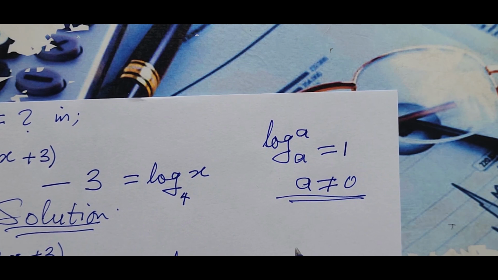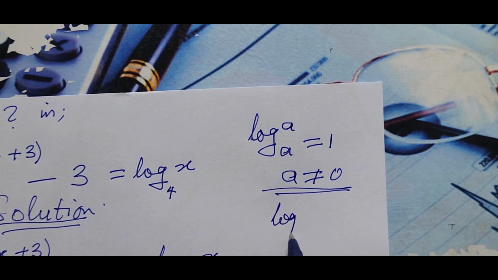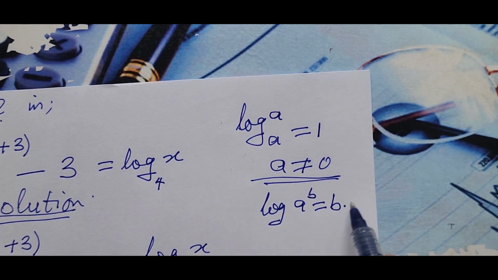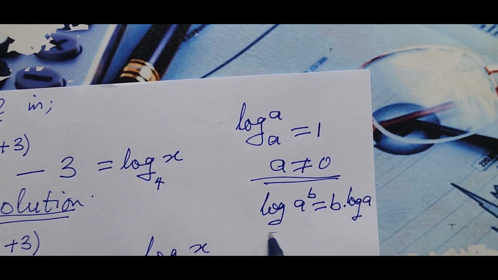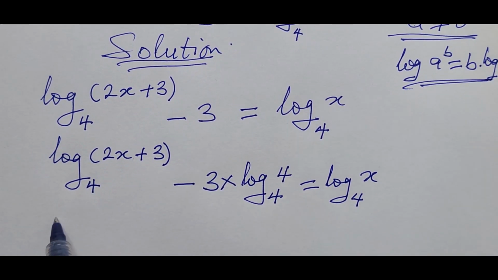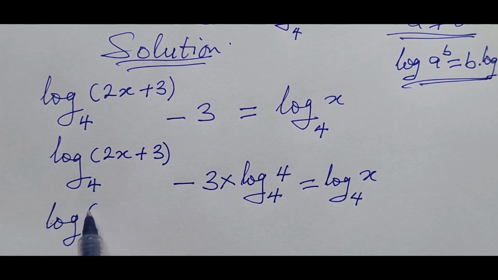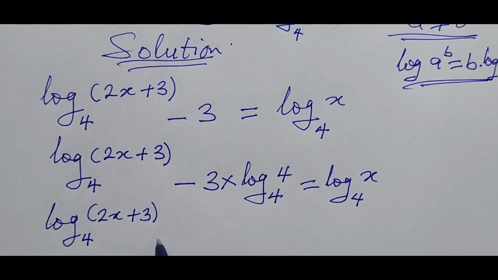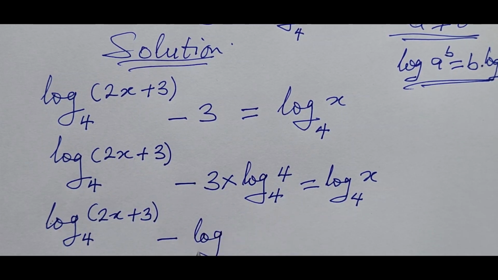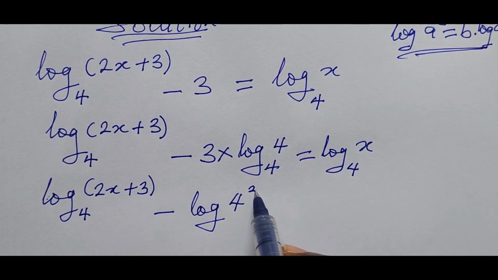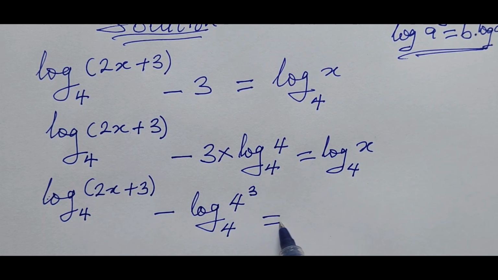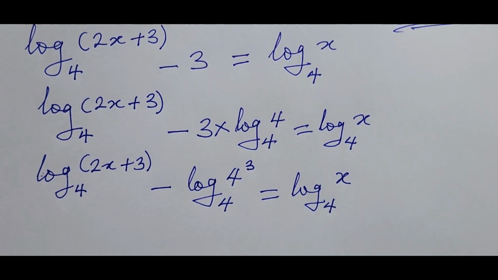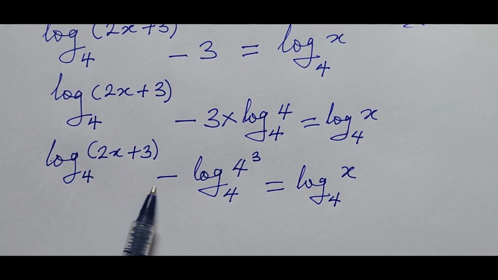The law says that if you have log of a to the power of b, this is equal to b times log a. If we apply this law, it will give us log (2x + 3) base 4, then minus log of 4 to the power of 3 base 4, equal to log x base 4.